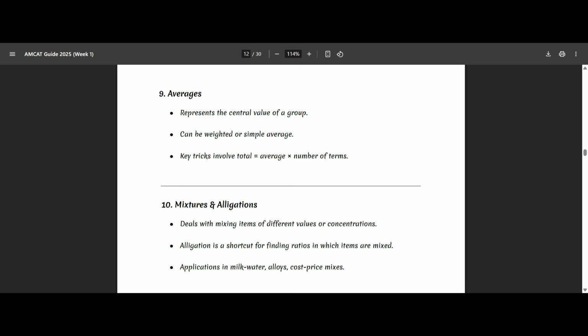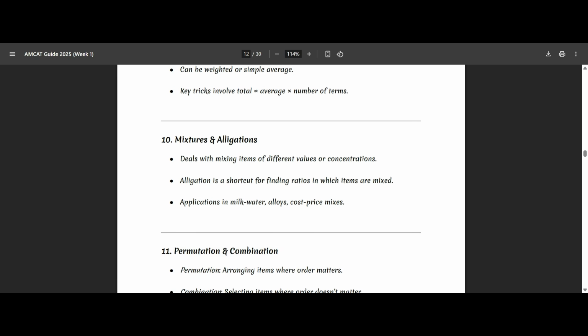Averages represent the central value of a group. Average can be weighted or simple, and key tricks involve total. That is, average equal to total by number of terms. Okay. For example, if the average weight of 10 boys is 65 kg, okay, so average is 65, number of terms is 10, then total weight kitna hoga? 65 into 10, that is 650 kg is the total weight of the 10 boys.